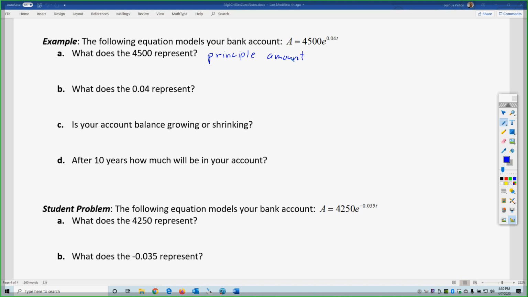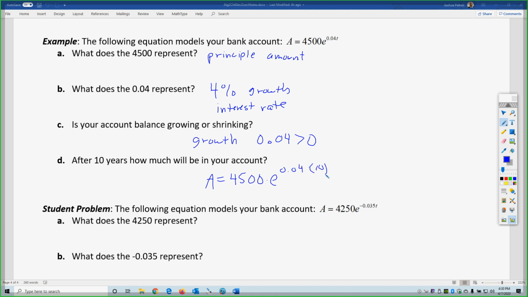So what's the 0.04? That is the 4% growth interest rate. Okay. Is this growing or shrinking? Well, that's a positive 0.04. So this is in fact growth, because 0.04 is greater than 0, right? Not negative. After 10 years, how much will be in your account? Well, you're going to have to do A equals 4,500 times e to the 0.04 times the 10. And you're not going to get an exact amount, of course. You have to do some rounding, $6,713.21.